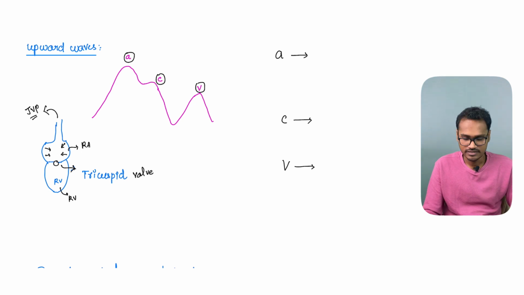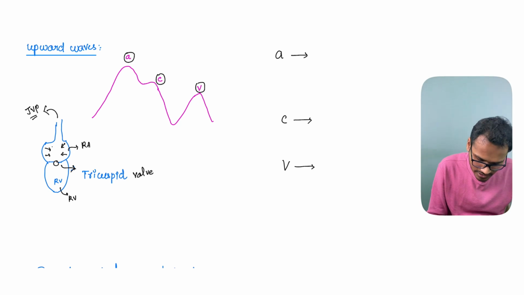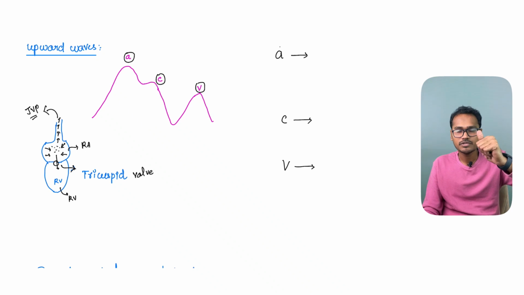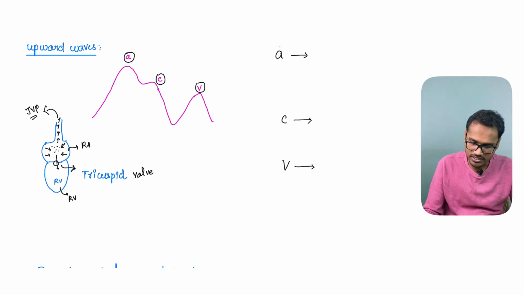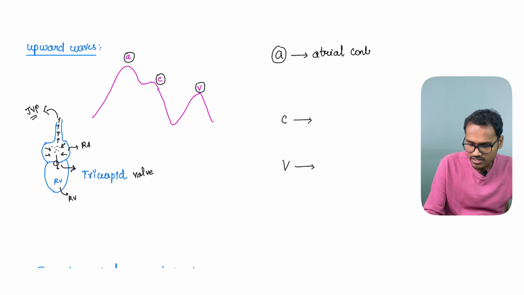Let's take a condition whenever there is an atrial contraction. Suppose the right atrium is contracting. At that time, the blood is pushed here, but at the same time there is a pressure generated which is reflected in the JVP. So when the right atrium contracts, the JVP is going to increase. That is leading on to the A wave. A wave indicates atrial contraction.